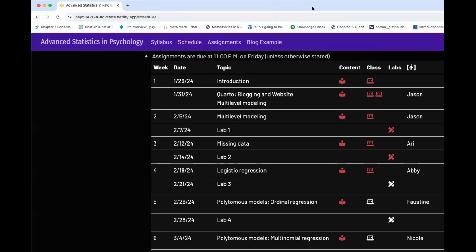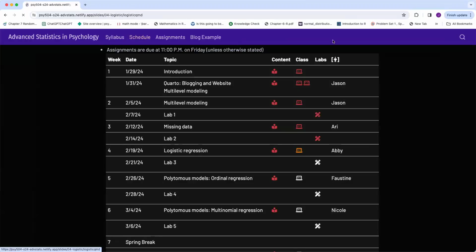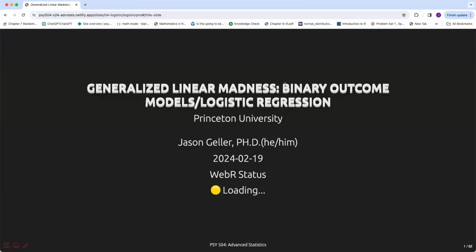Awesome. So I'm going to expand on Abby's introduction to logistic regression. Over the next several weeks, we're going to be focusing on a special type of model called a generalized linear model. Next week, we're going to talk about ordinal regression, and I think Faustine is going to spearhead that particular discussion.